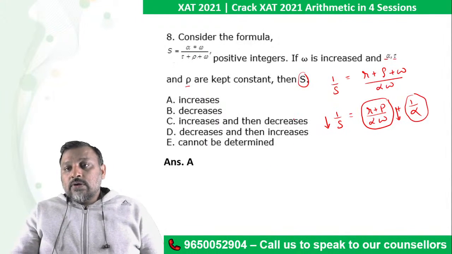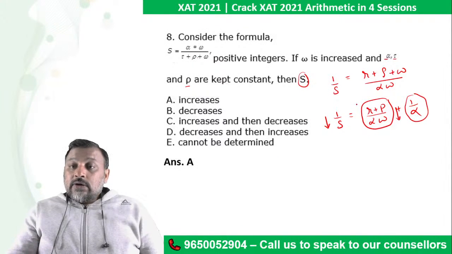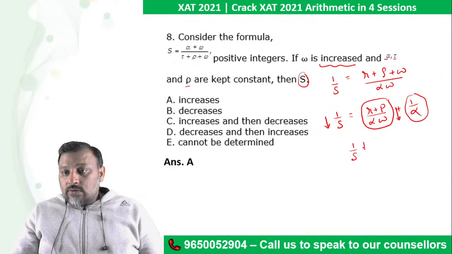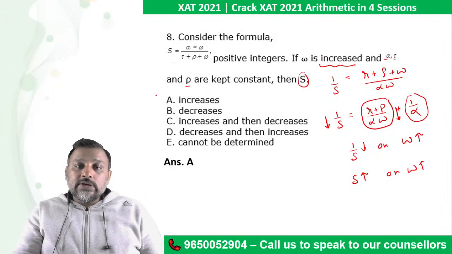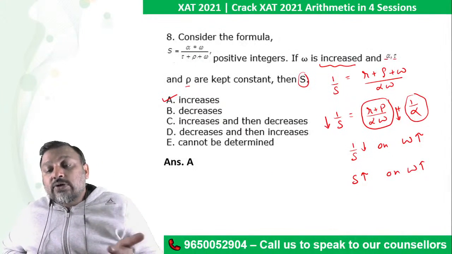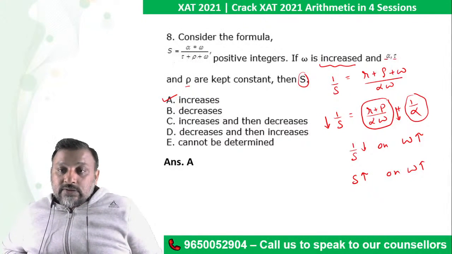So since 1 by S will go down, and this would be the case when omega is increased. So if 1 by S is going down on increasing the omega, can we say S will go up on increasing the omega? So it is A option. If 1 by S is decreasing, so definitely S would increase.